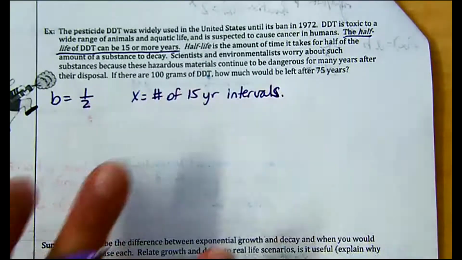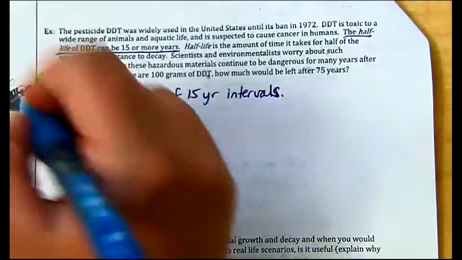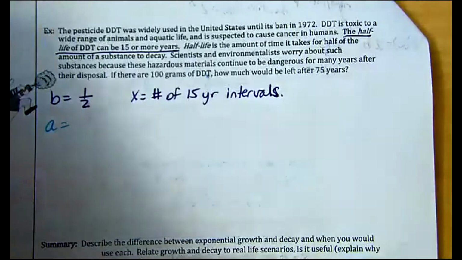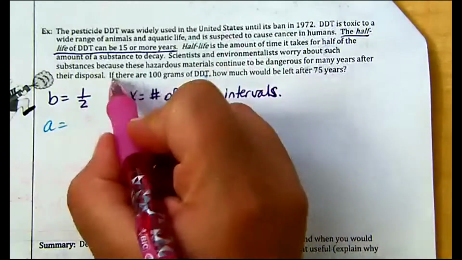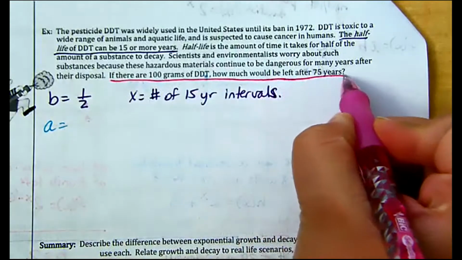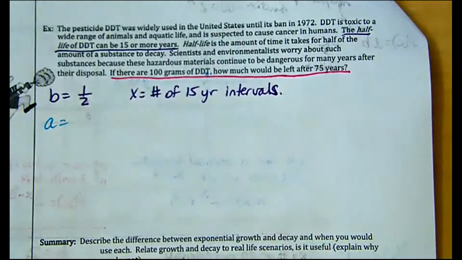Okay, so I'm going to leave you with that. Figure out your A. And then tell me, answer the question. If there are 100 grams of DDT, how much would be left after 75 years? Okay. I'm going to give you guys about 5 minutes. Hopefully you guys can do this in 5 minutes.